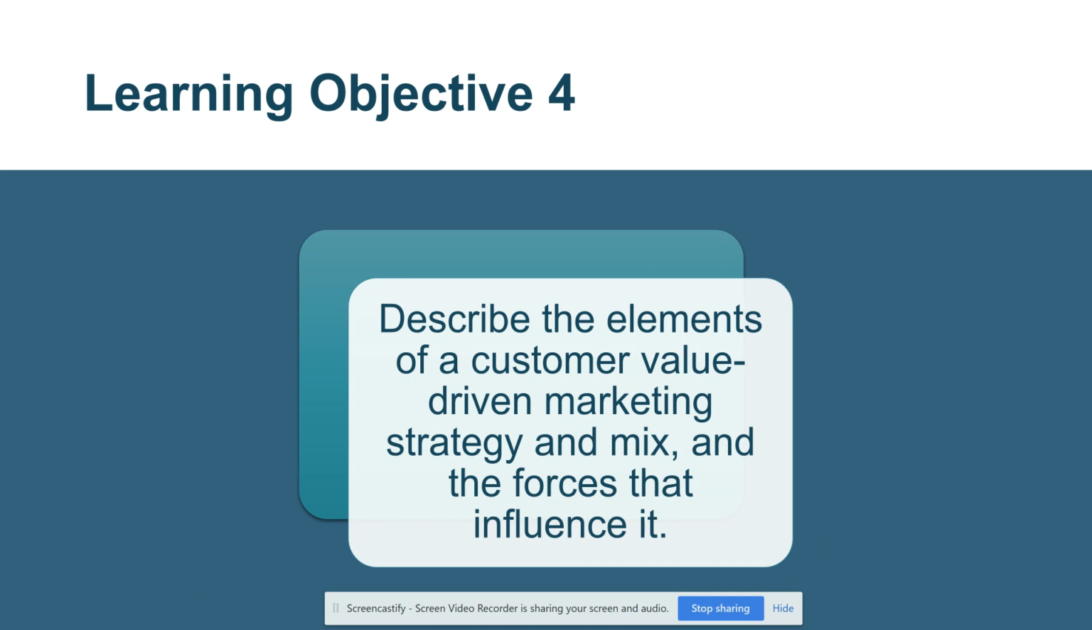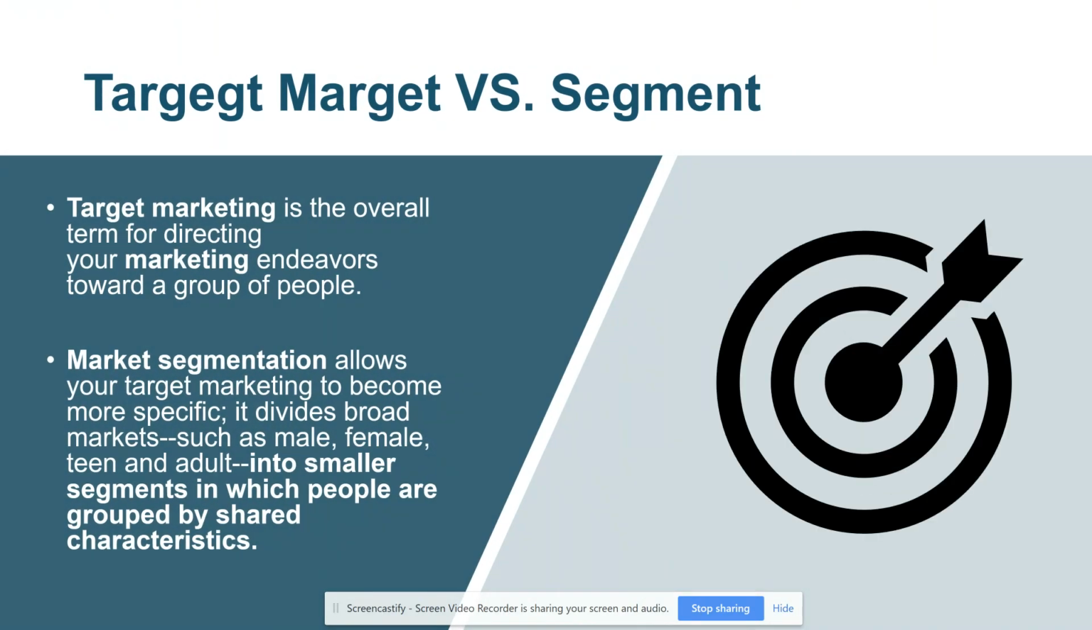So the next part is, all right, now that we know that we're going to go into Africa and Japan, what are you going to do with that? And who are you going to target and what products are you going to sell? So just to reiterate from chapter 1, a target market is all of your marketing that you put forward to a specific group of people. Then market segmentation allows your target marketing to become more specific. So it divides people into male and female and teens and adults, and it groups them into shared characteristics.